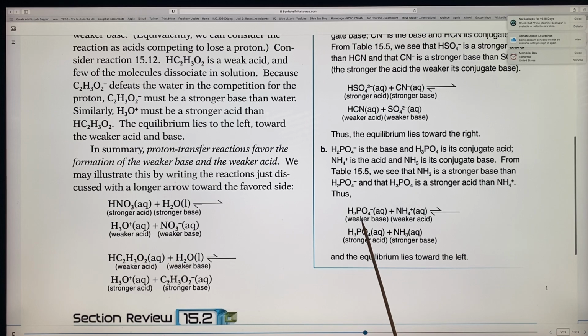And so we see how it's going weaker to weaker. Basically going this way is very weak, but coming back is going to be really strong, going into the stronger. So you're always going to have stronger to weaker, so the equilibrium is going to lie to the left. Basically, the stronger is going to be coming back. Okay, that's about it for this section.